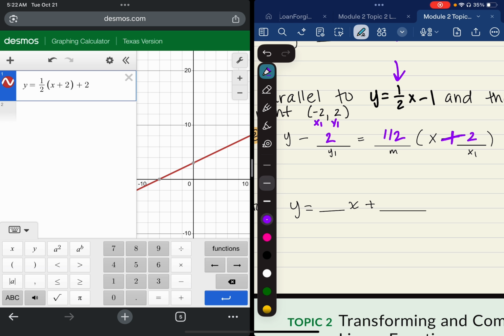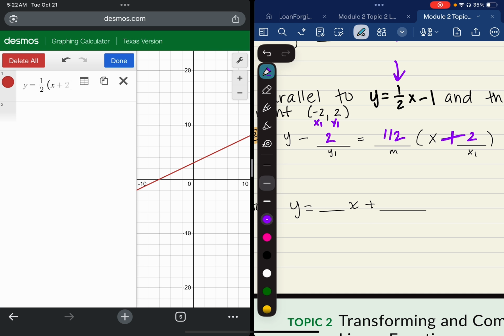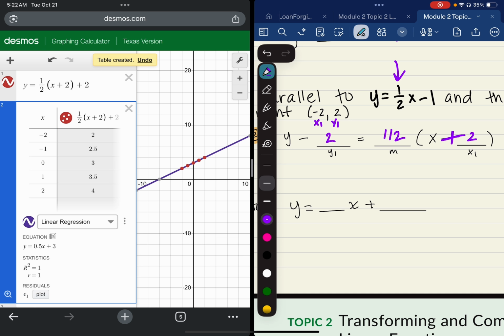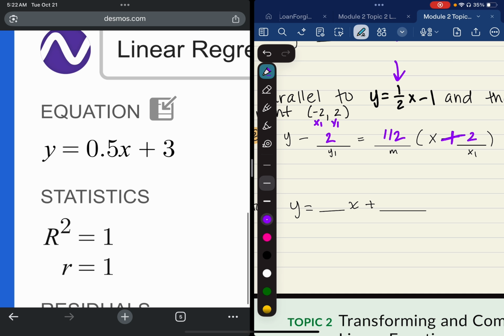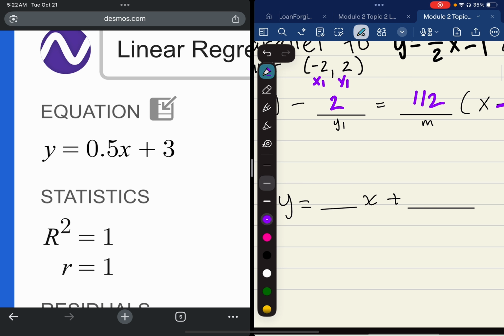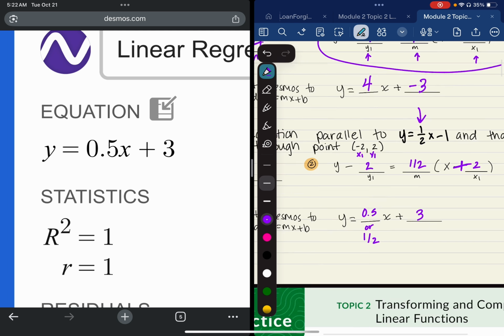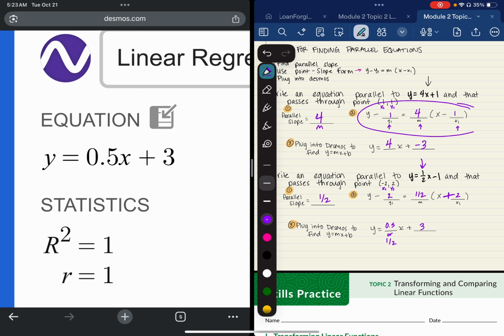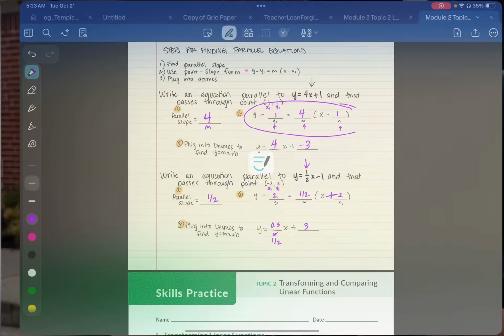Easy way to do that is hit this here, click on the table. Now that I have my table, click on this button here, and bam, here is my equation. So we could write 0.5x, you can put 0.5 or 1/2 because we know 1/2 is the same thing, and then plus 3. Bam. So that's what you're doing today. All you need to do is find the slope, plug in the points like we've done plenty of times before, and then plug it into Desmos like I just showed you. Super easy.